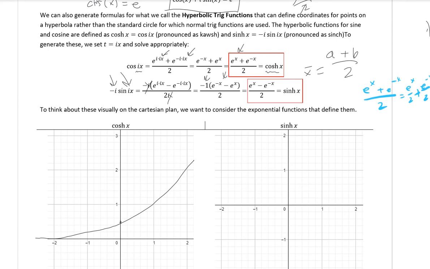Same thing with e to the negative x over 2: it would still go through 0.5 instead of 1, but it goes up in the negative x direction. Let me draw that a little bit better. Something like that. Okay, there we go.